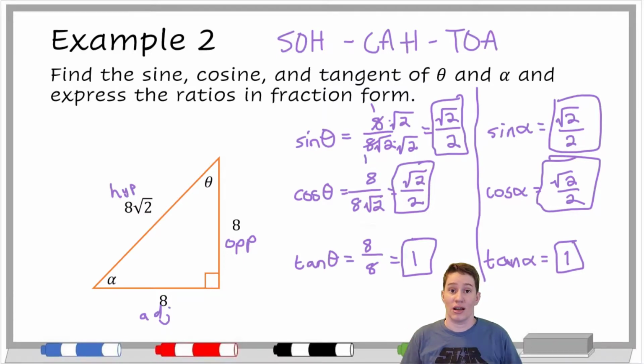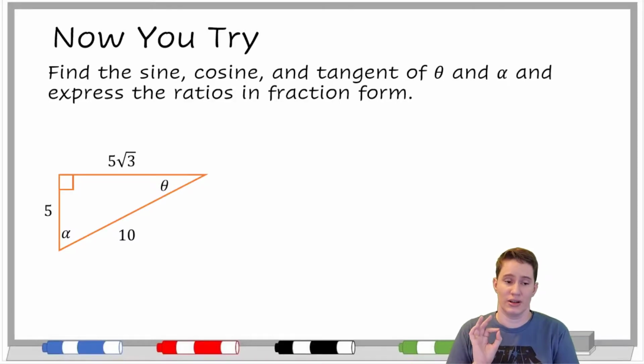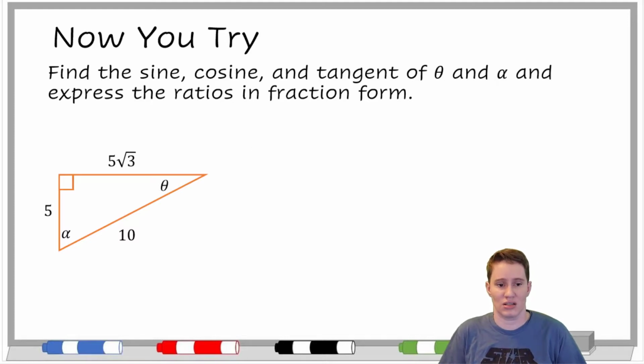So let's look at our now you try, and see if we've got the hang of this. This one is a little different, mainly in that the square root is one of the legs instead of the hypotenuse, which can throw you off. Any little difference in an example can throw you off whenever you're trying to do it on your own. But I do want you to try to do this on your own and see if you have the hang of it. And if you get stuck, simply watch the video up until the point you were stuck and then watch a little further. Hopefully you'll figure out where you went wrong, and then you'll be able to do the rest of the problem on your own. So let's start with sine, cosine, and tangent of theta.